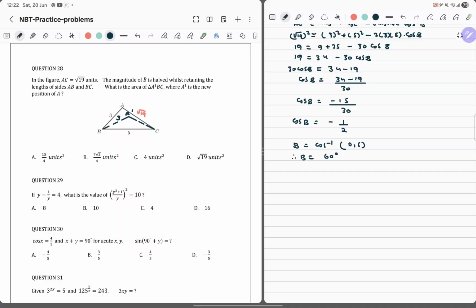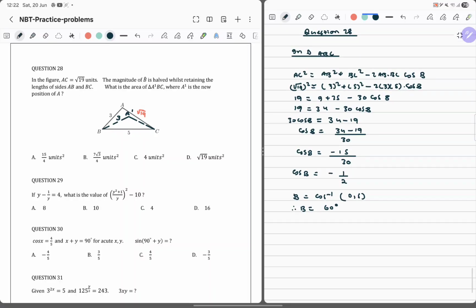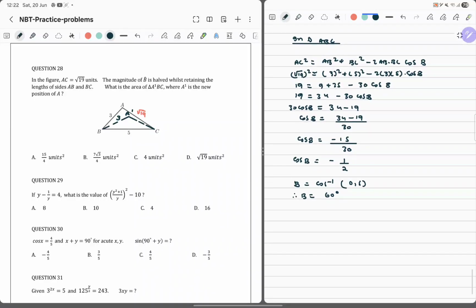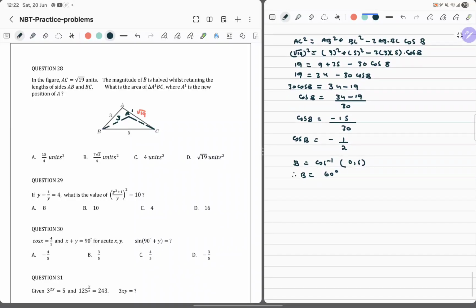Because sometimes what the sketch looks like, it has to be taken like that. Now I'm thinking, okay, let's just solve and see if we're going to find these solutions. If we do, we pick one. Now, after this, we know that this angle has been halved. So we know now that the area of ABC is going to be half of 3 times 5 times sine of 30 degrees, half of 60.